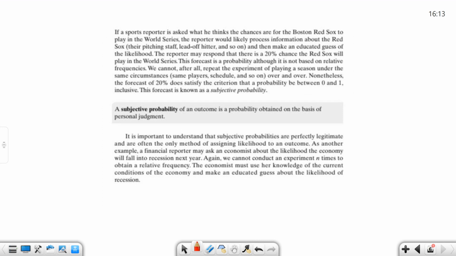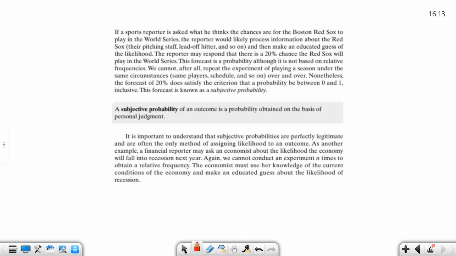So here, if a sports reporter is asked what he thinks the chances are that the Red Sox play in the World Series, the reporter would likely process the information that they know about the Red Sox, i.e. their pitching staff, their leadoff hitter, and so on and so forth, right? Injuries, that kind of stuff, and then make an educated guess. The reporter may respond, there's a 20% chance the Red Sox will play in the World Series. This forecast is a probability and is not based on relative frequencies.